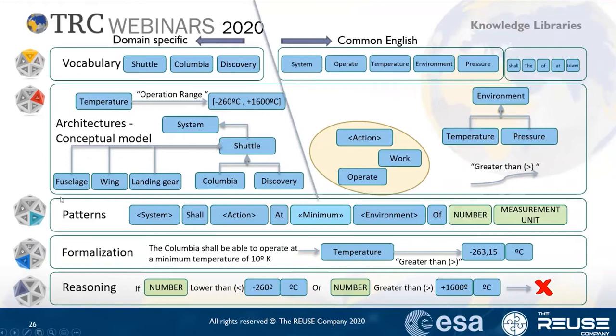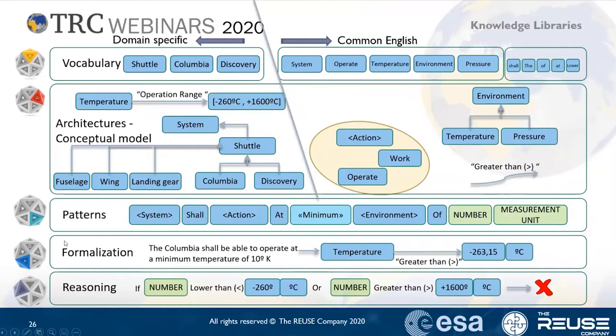So this is a pattern conformed of blocks like system name. This is the subject of my requirement, our typical shall, an action verb, and then minimum, and then an environmental variable that according to the previous layer could be either temperature or pressure, and then a number and a measurement unit at the end, right?